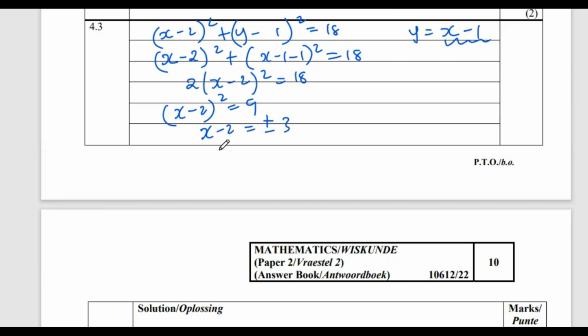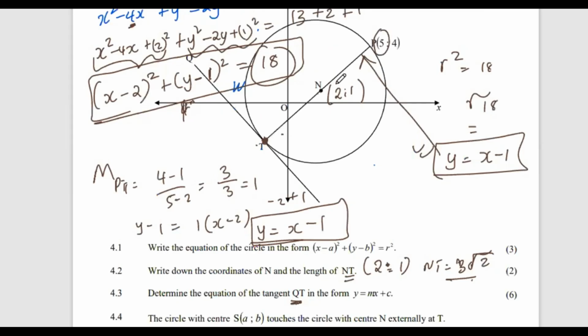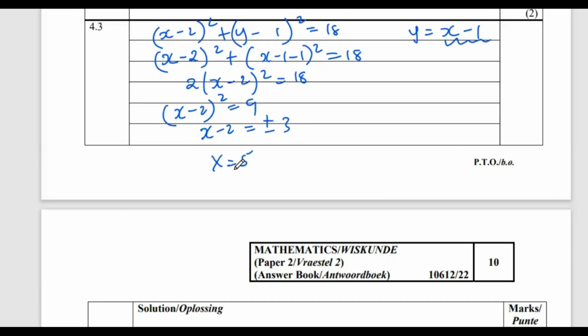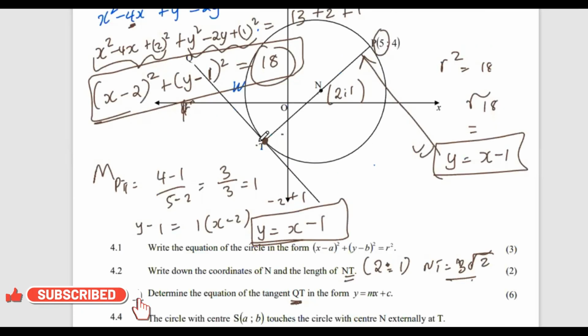When I move the 2 to that side, x is 5, which is this one, the P. If I move the 2 with a negative, x is going to be −1, because this is going to be −3 plus 2, which is −1. So we have the x coordinates. I have the x coordinate of this T, calling it −1.